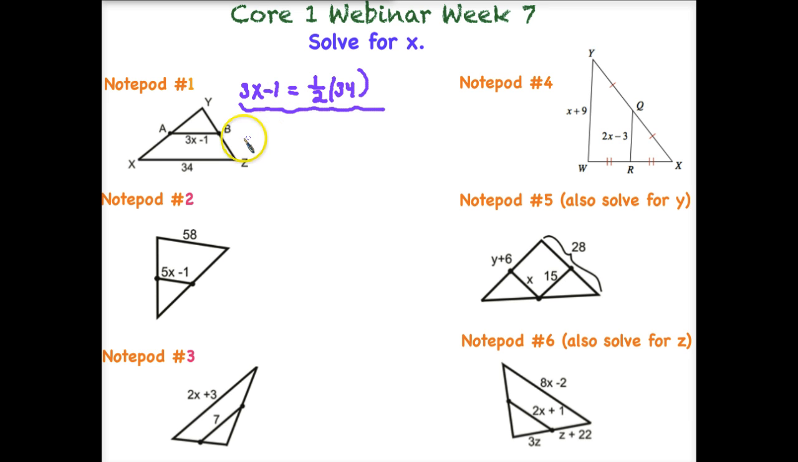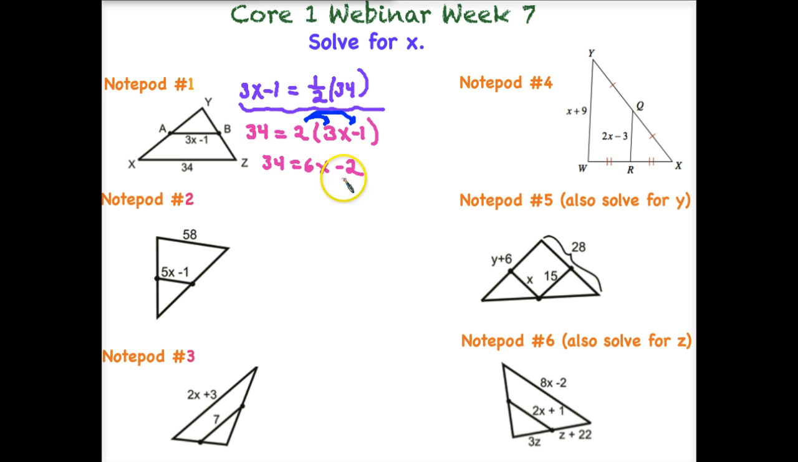The other thing we can say is that the long side, 34, do a different color. So I'm going to say that 34 is equal to twice the short side. So 2 times the 3x minus 1. Notice that looks a lot like your warm-up. So in order to solve that, remember what we did. We took and we distributed the 2 into the parentheses. So we ended up with 34 is equal to 6x minus 2.